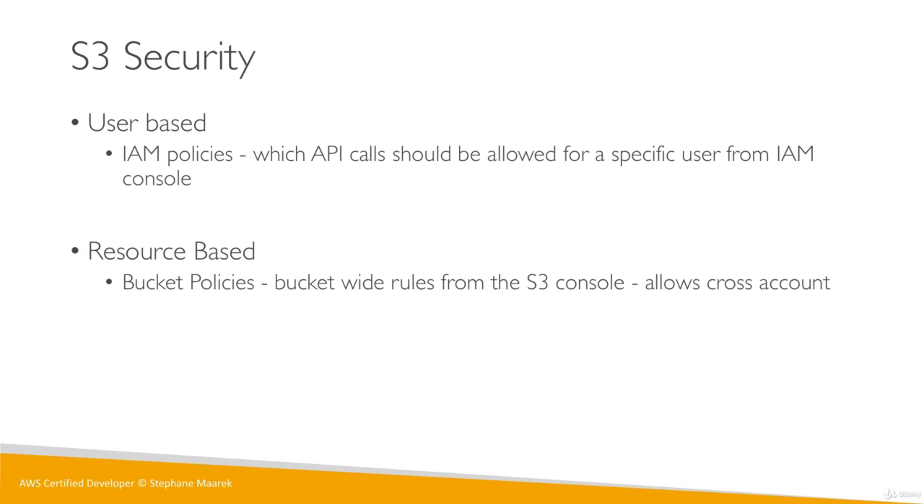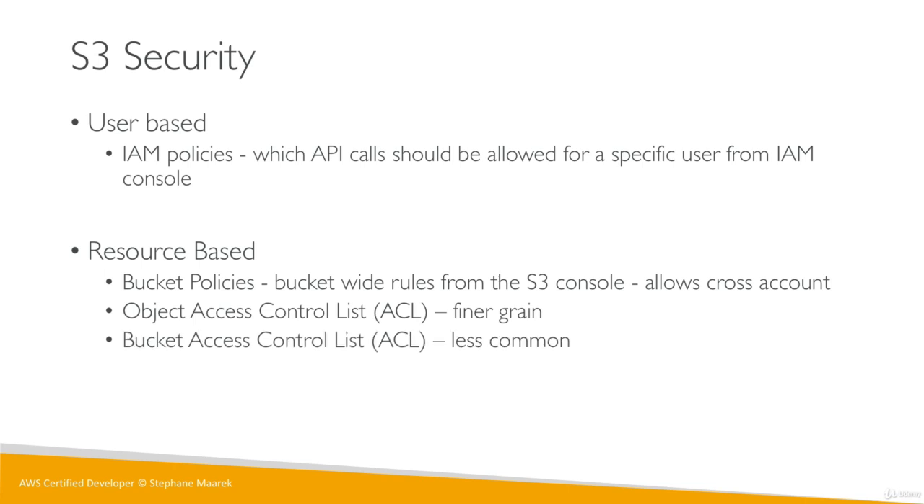For resource-based, you have something called bucket policies, which is by far the most popular type of policy you can put on a bucket. It's a bucket-wide rule from the S3 console, and you can use it to allow cross accounts, etc. We'll see this in the next slide. You can also set Object Access Control Lists, or ACLs, which are a bit finer grained than bucket policies but less popular, and bucket ACLs, which are even less common. So overall, there are 4 different ways to manage S3 security. What the exam expects you to know really is IAM policies and bucket policies. IAM policies we'll see in a future lecture, but bucket policies are for this lecture.